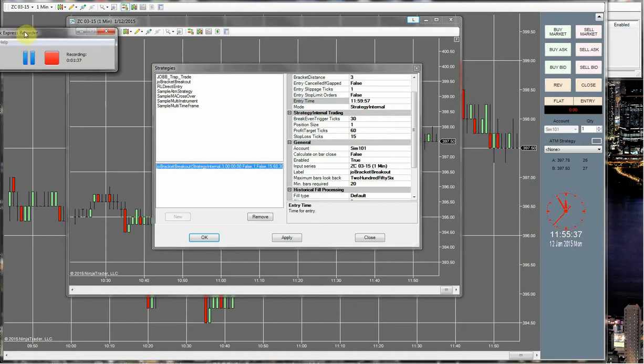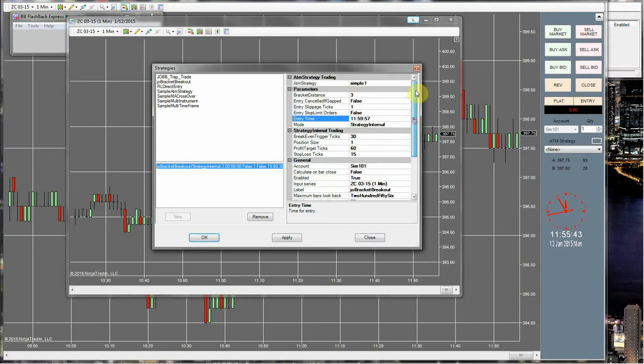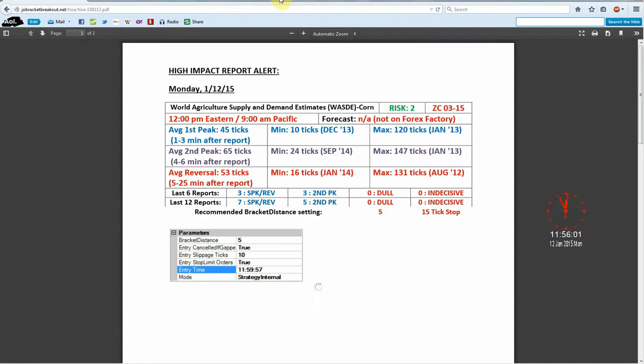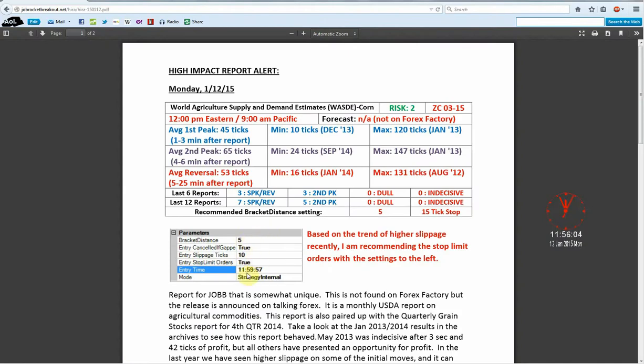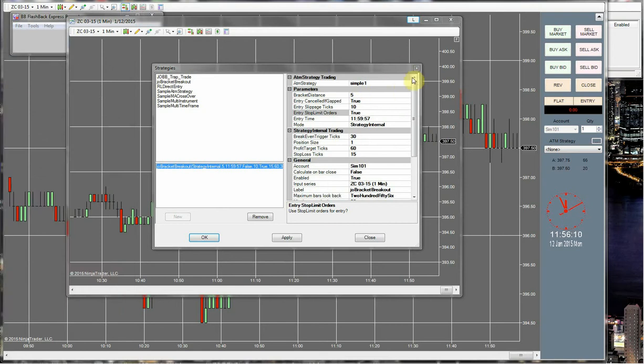And we're gonna set up our slippage controls here. Bracket distance is 5. Change that to true. Entry slippage ticks is gonna be 10. And entry slippage stop limit orders, that's going to be true. And you guys can see that here. 5 true, 10 true, 11:59:57, strategy internal. So that's where I got all that information from. And we'll just double check everything real quick. Alright, everything looks good. Go ahead and click apply.